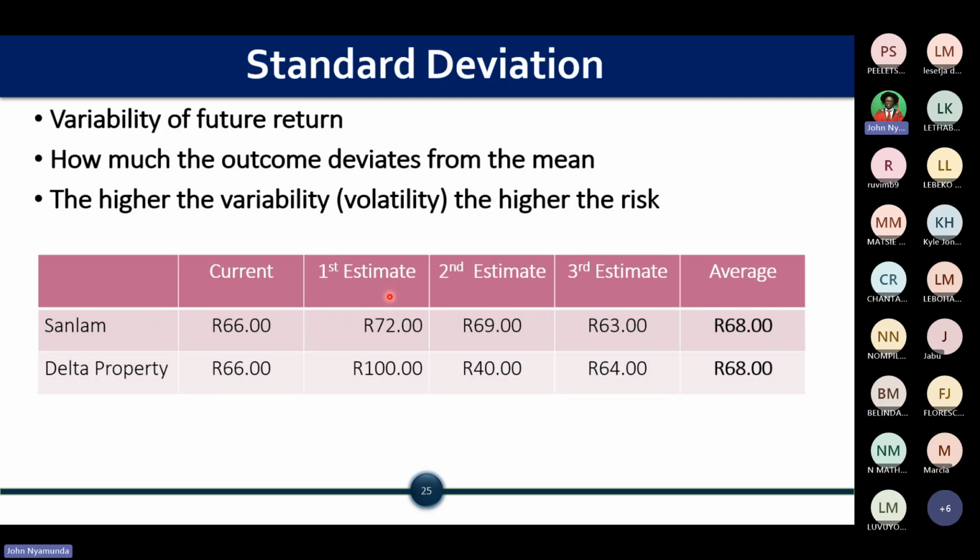So standard deviation is a measure of risk. What does it measure? It's variability from expected outcomes. How unsure are we about the future? So are we very unsure that next year is going to be terrible, or are we a little bit unsure?